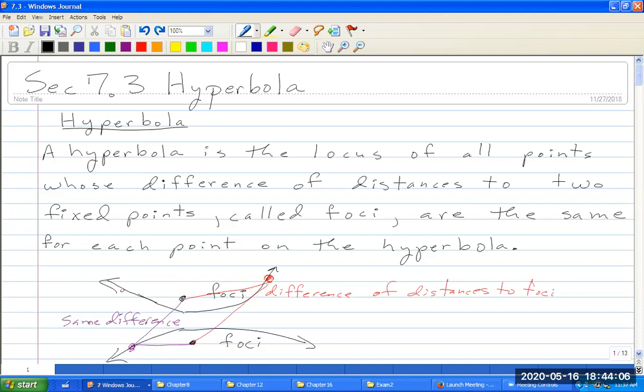Section 7.3, hyperbola. A hyperbola is a locus of all points whose difference of distances to two fixed points, called foci, is always the same for each point on it. In an ellipse, we had the sum of the distances being the same. Here, the difference. So if I take the distance from this point to this focus and subtract the distance from this point to the other focus, it will be the same whenever I subtract. Of course, take the absolute value, so it's always the same sign.